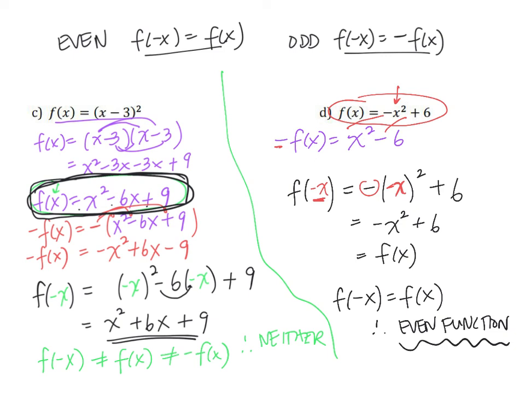So what does that mean? That means I got the original function. So when I put in the opposite of x, I got the original function, f of x. Therefore, that means that this is an even function. It's reflective about the y-axis.